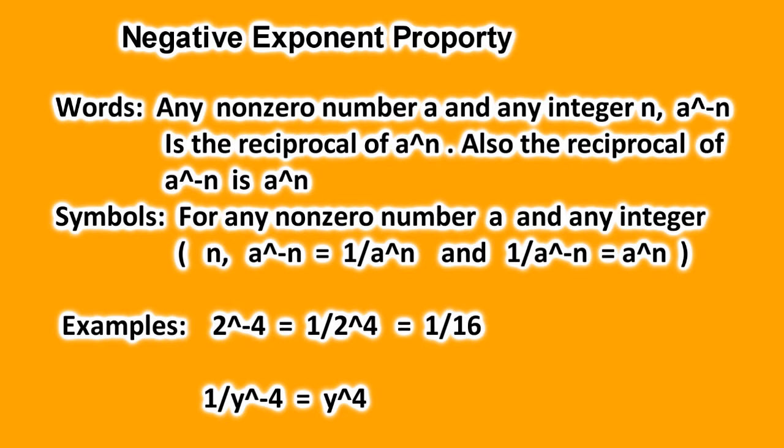Example: 2 to the power negative 4 is equal to 1 over 2 to the power 4, which means 1 over 16. Another one is 1 over y to the power negative 4, which is equal to y to the power 4.